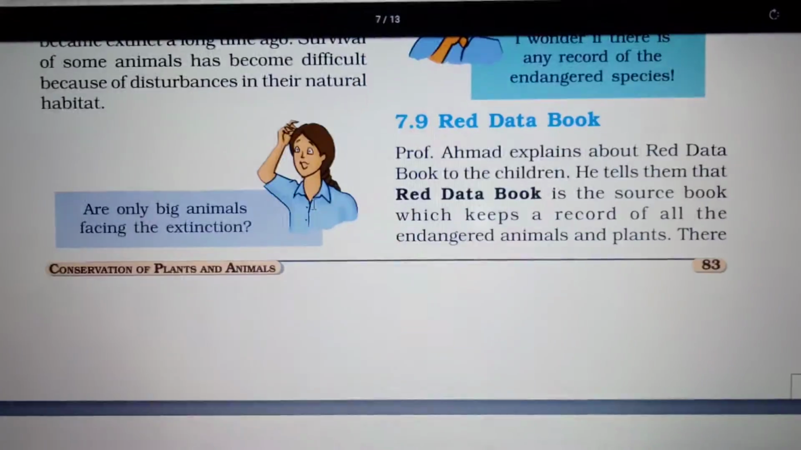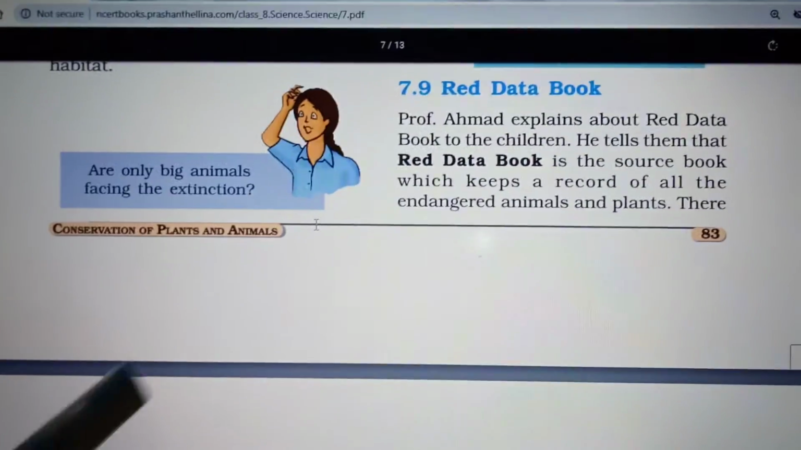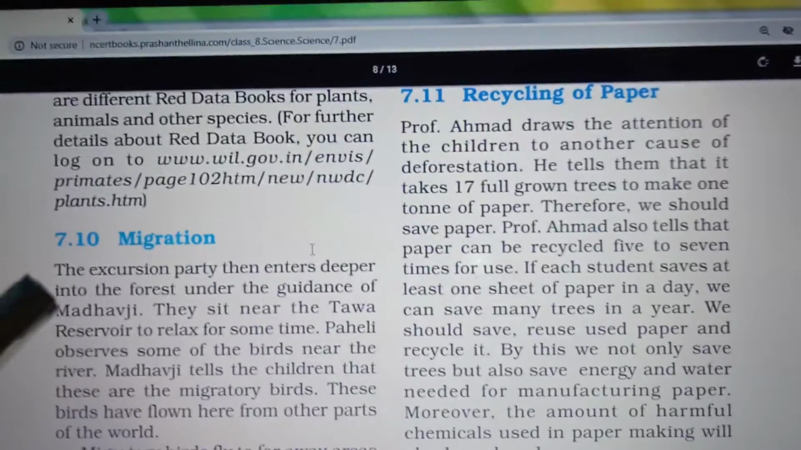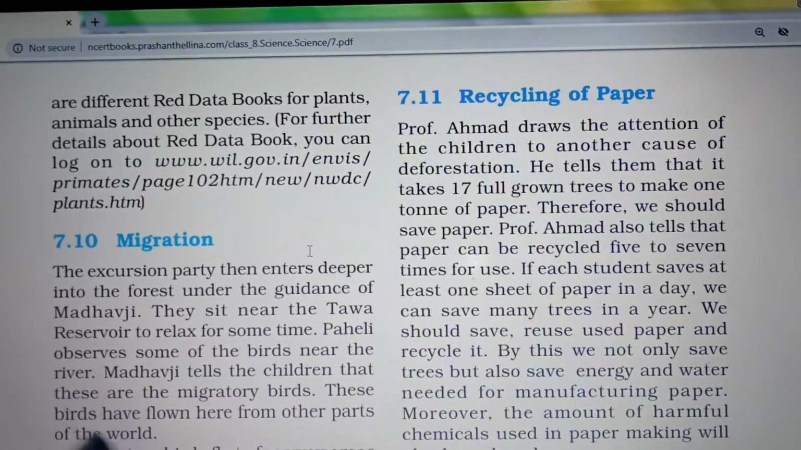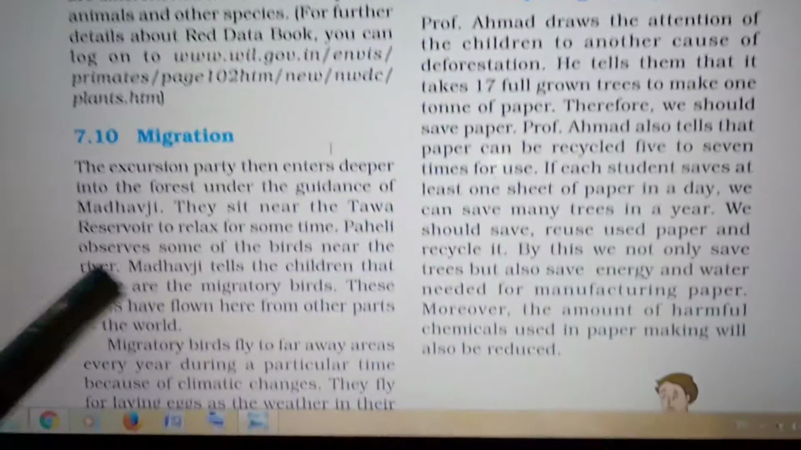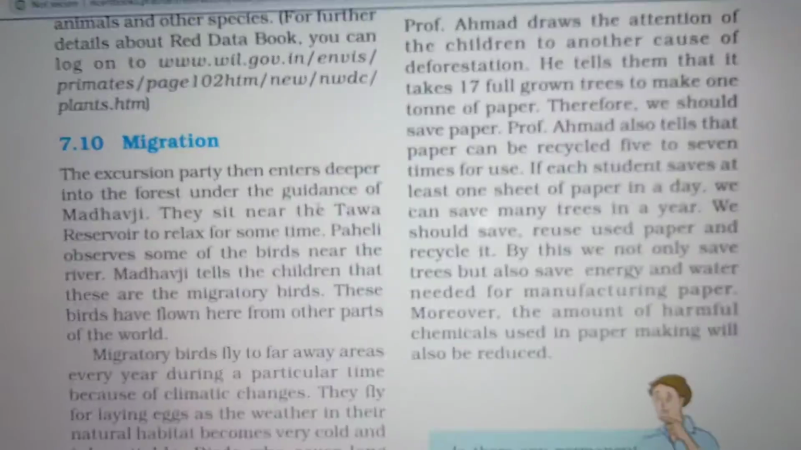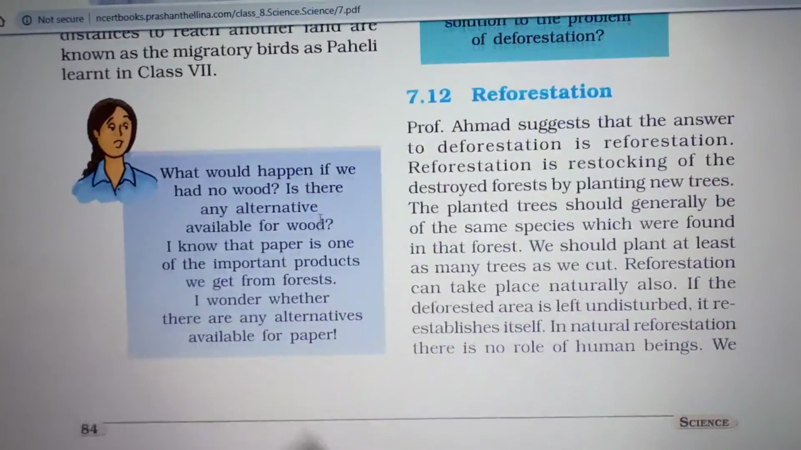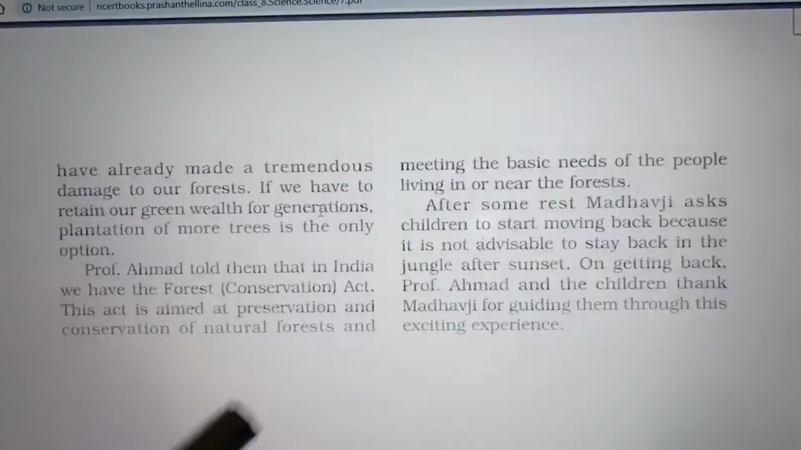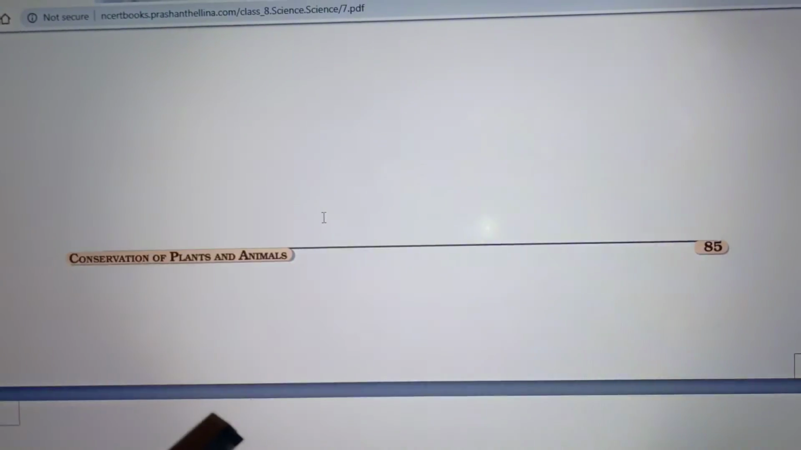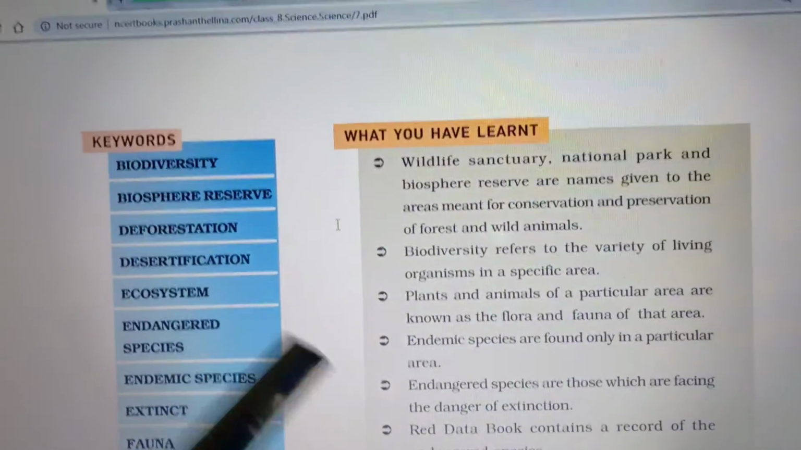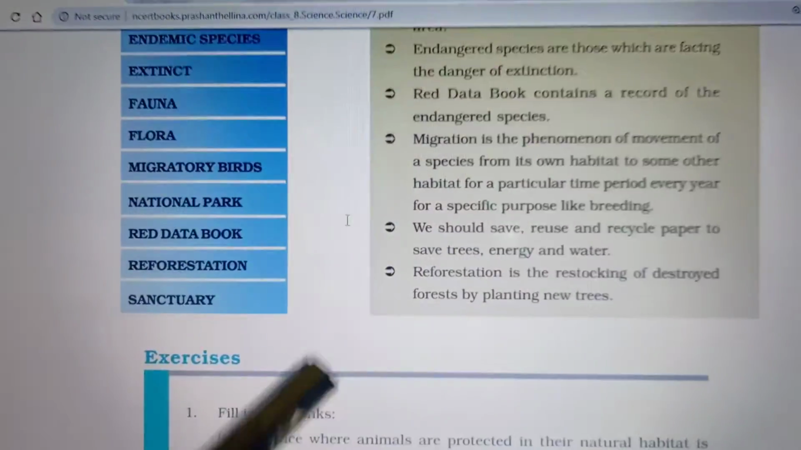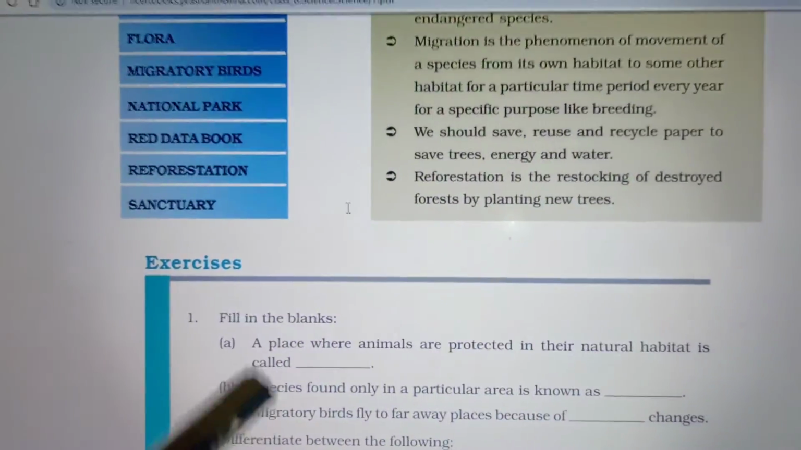So I think we have seen about endangered animals and the Red Data Book, whatever is given in your book. Migration, migratory birds are there. Even you can find out some of the migratory birds, their names, and the importance of recycling of paper and reforestation. So now the exercises given at the back, you just go through and find out the answers for all these exercises given at the back.